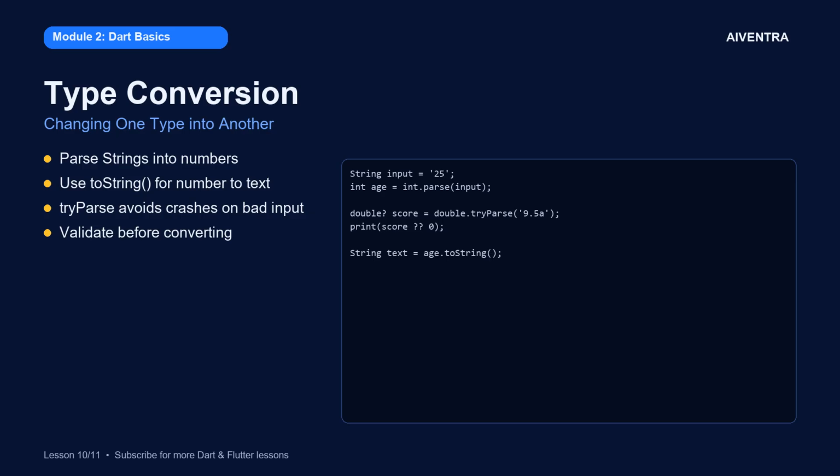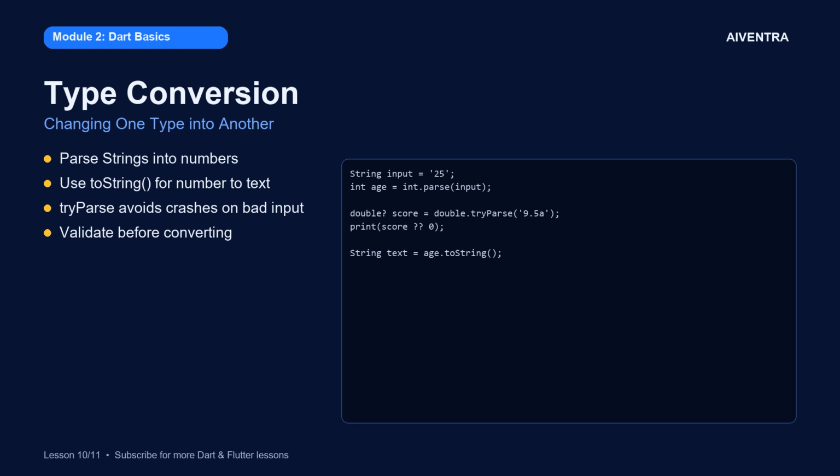But real users make mistakes. They type letters, leave fields empty, or use unexpected formats. If parse fails, your program can crash. To prevent this, use tryParse methods instead. int.tryParse and double.tryParse return null when conversion fails, allowing you to handle errors gracefully.